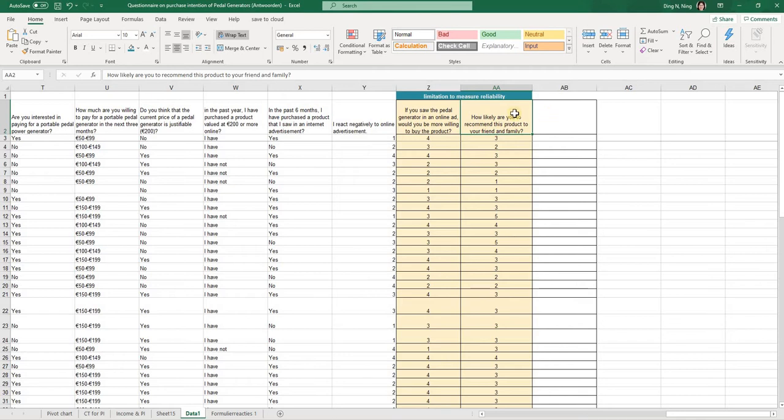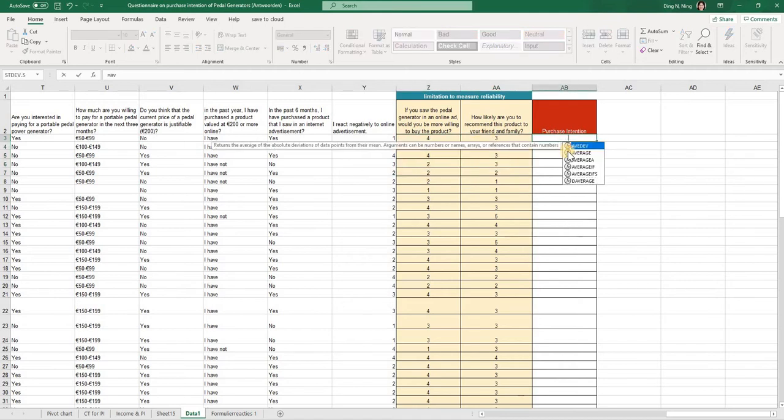Okay, but how can we still make use of that to measure the purchase intention, although the reliability cannot be measured? We still can set up a new variable, and we call this new variable purchase intention. This is the purchase intention, and I'm not going to report the values of each single question because they are parallel questions for purchase intention. Instead, I'm going to average them.